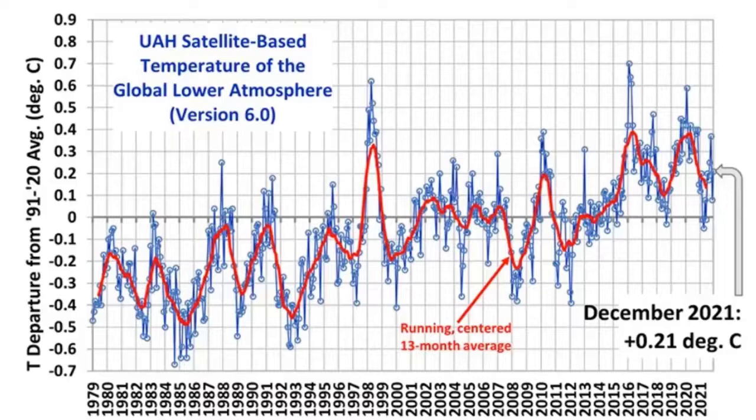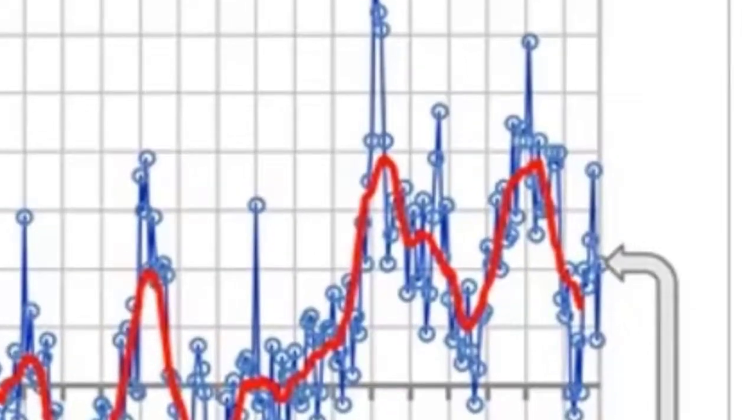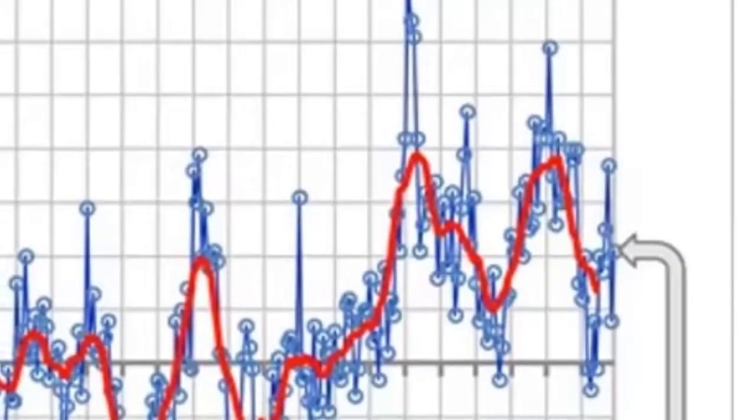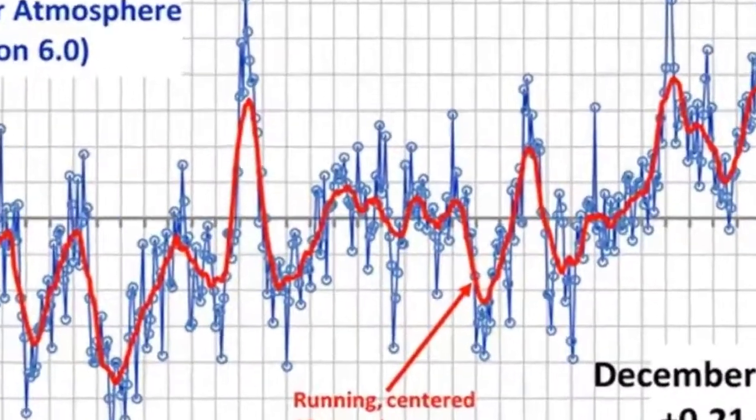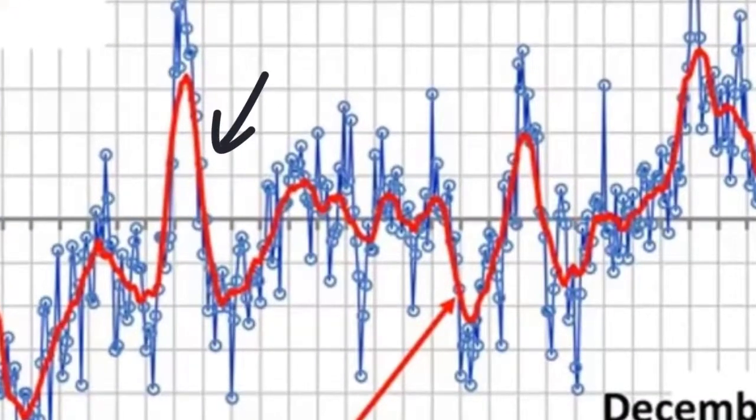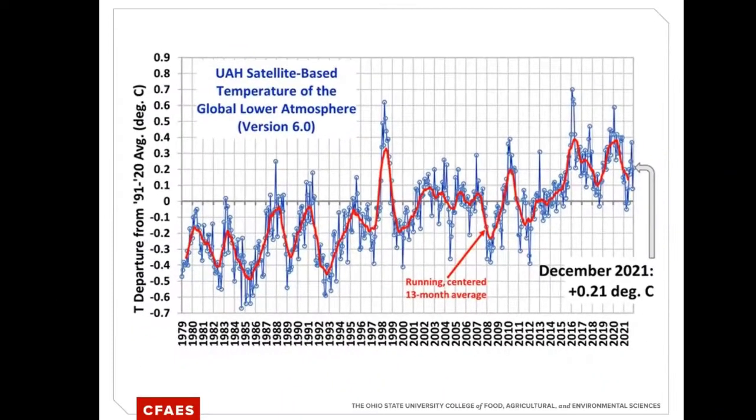Each blue dot is a month. In December of 2021, we were 0.21 degrees Celsius, a little over a third of a degree Fahrenheit above the average. And the red shows 13-month moving averages. The reason we do that in trends is because it smooths out the data, making it a little easier to read what's really going on with the trend.